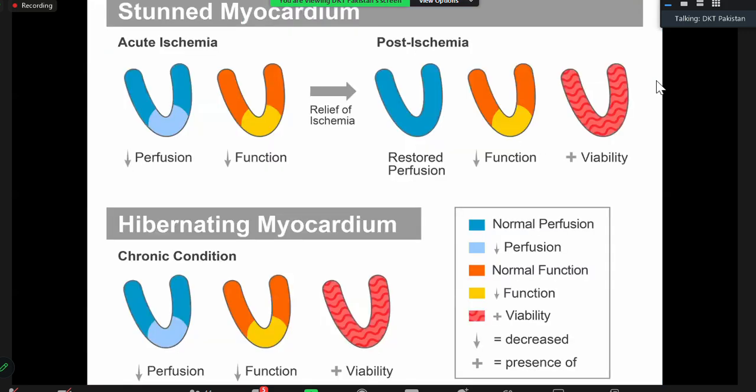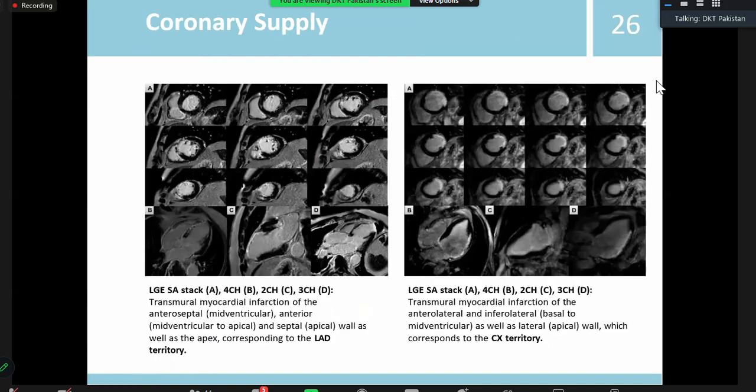Let me go back slightly. Okay, so chronic infarction, whether acute or chronic, it will always show late gadolinium enhancement. Okay, how to differentiate between acute infarct or chronic infarct? We look at edema sequence or early gadolinium sequence.